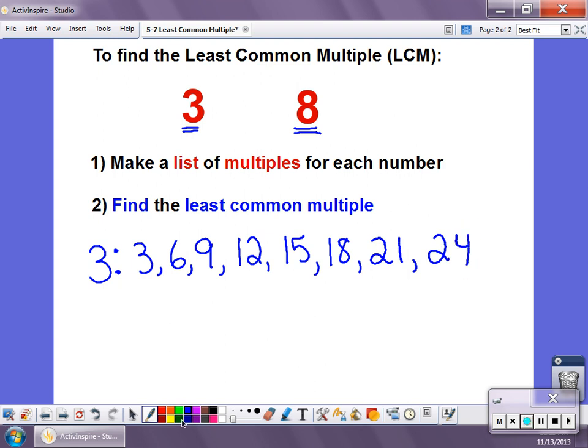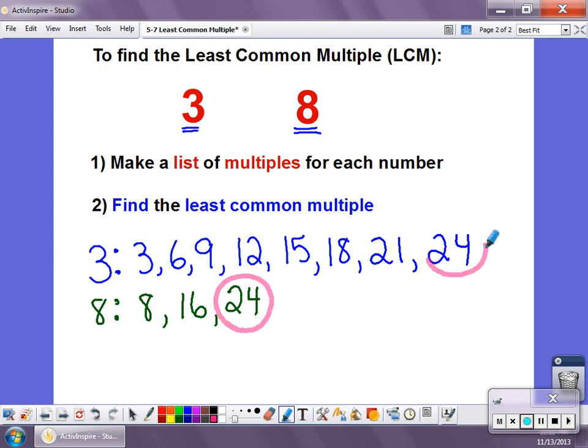The next number is 8, so we'll list all our multiples for 8. So I have 8 times 1, 8 times 2, 8 times 3, and I know I can stop there because I remember when I was drawing my numbers before, I had a 24 here, but I also had a 24 there. So I just need to double check and make sure that's the smallest one they have in common, and because it is, I know my least common multiple for 3 and 8 is going to be 24.